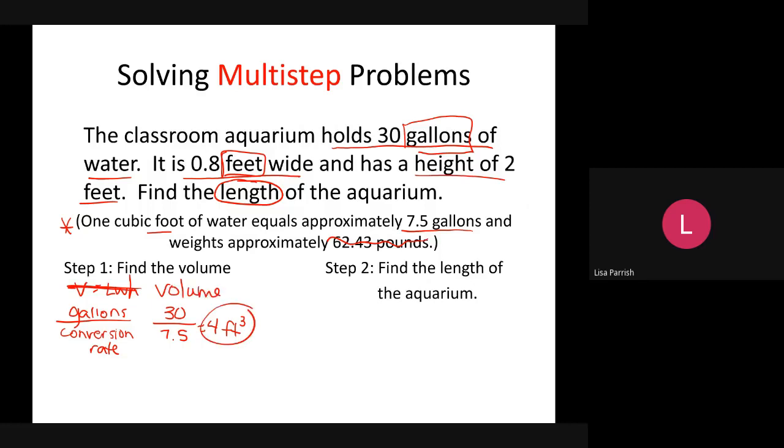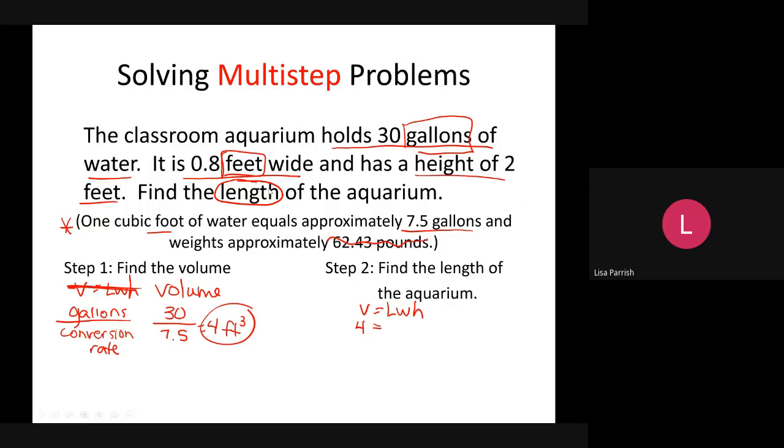Now that I know the volume, I had to convert the gallons into feet. I can solve to find the length. So now we want to start with our equation. Okay. Plug 4 in for the volume. Now remember, not the 30. The 30 is in gallons. 4 is my volume.